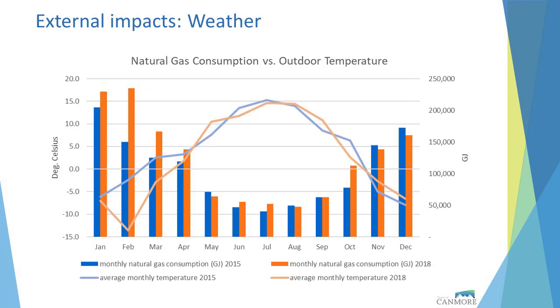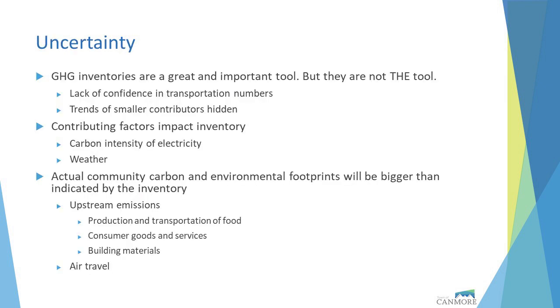Conversely, weather: you could be doing great work on energy efficiency and have a particularly cold year, and then you won't be able to see the results of that work. And for us, 2018 from June to March was colder, and we actually had a significant increase in natural gas consumption in the community because of that cold snap during those months.